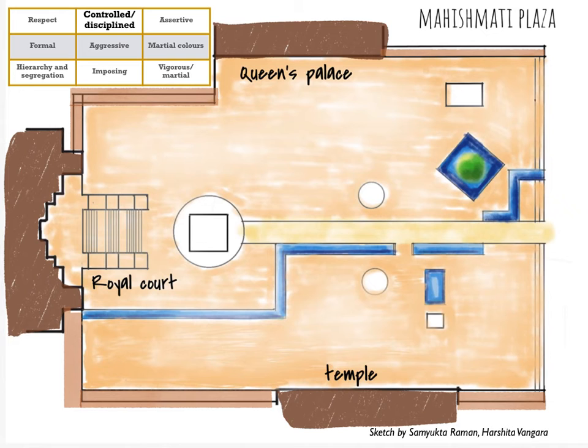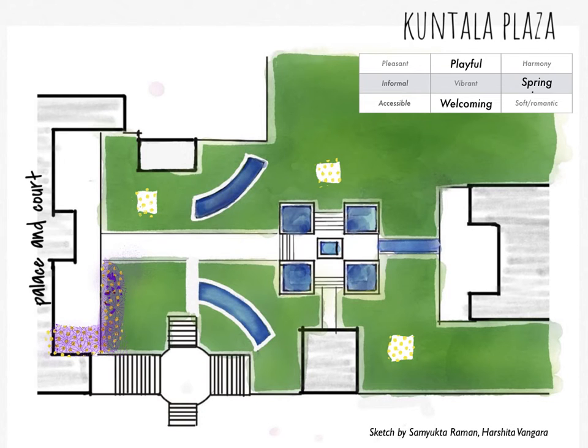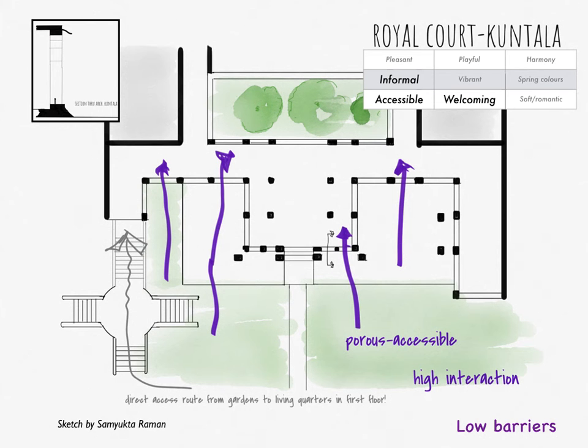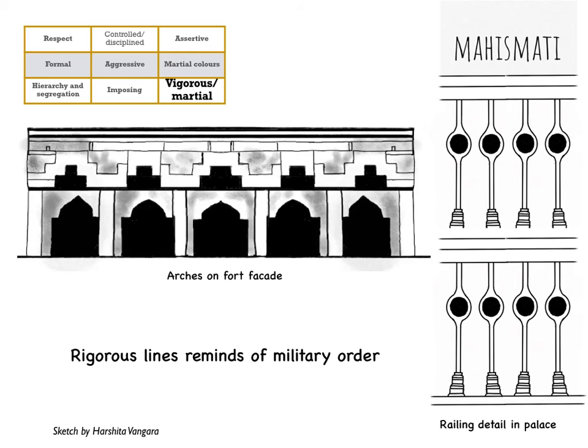The plaza itself has hardscape. Even the water body flows in a rectilinear pool, implying an atmosphere of control. The Kuntala Plaza, on the other hand, is completely planted with green plants and flower beds. The impression is of playfulness. The court is open to the plaza. Even the arches on the facade have very low level screens implying low barriers and informality.